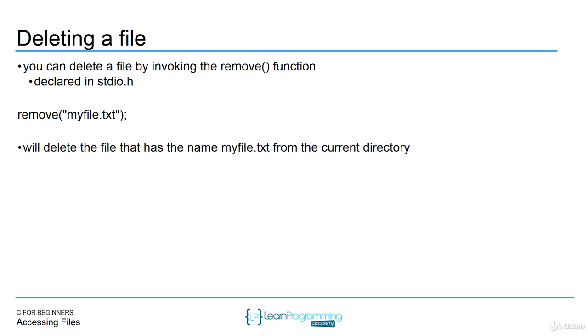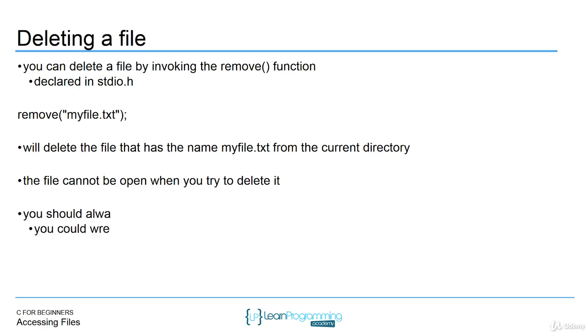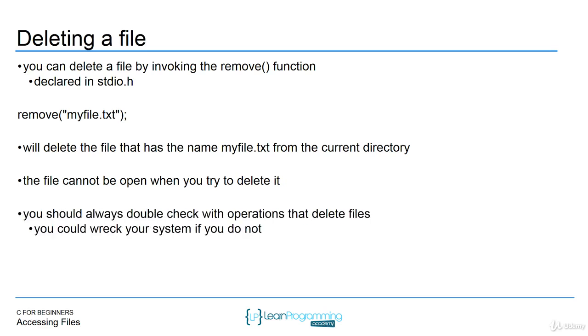It's going to delete the file that has the name myfile.txt from the current directory. This is providing a relative path. It's going to look for that file wherever the program is executing. Otherwise, you need to provide an absolute path. The file cannot be open when you try to delete it, just like rename. You should always double check with operations that delete files. You could wreck your system if you do not. A delete is a very expensive, very hazardous operation. Deleting files can cause problems, so be careful.